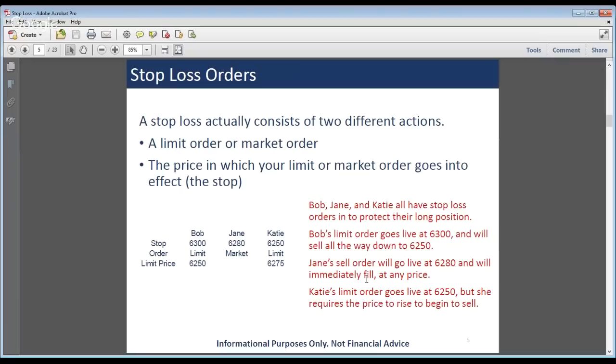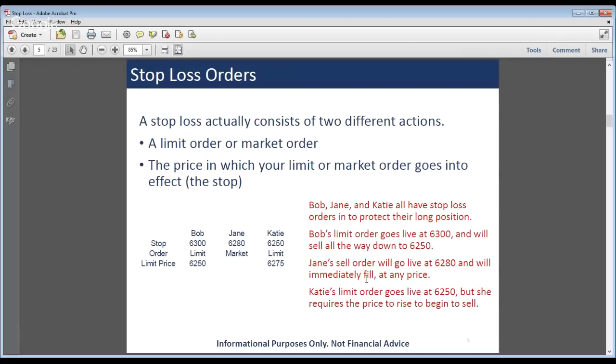So you have the limit or market order, and then you'll have the stop. The stop is the price at which your limit or market order goes into effect. So here are a few examples. Bob has a stop limit, Jane has a stop market, and Katie has a stop limit. They all have this position to protect their long position from loss.